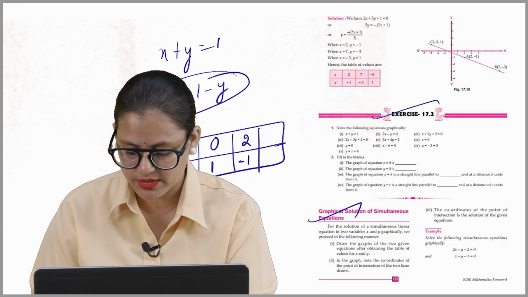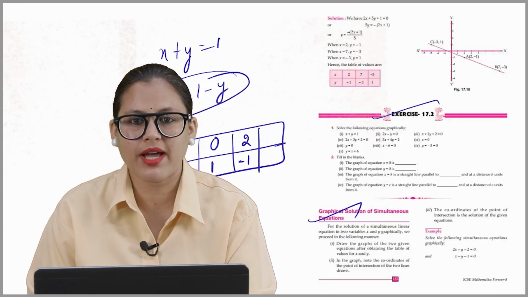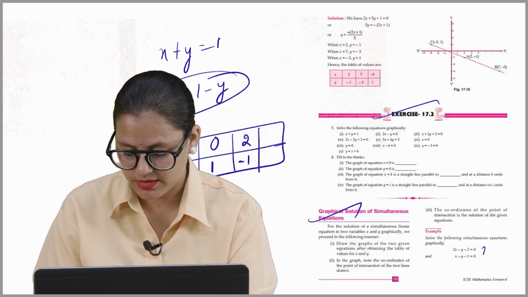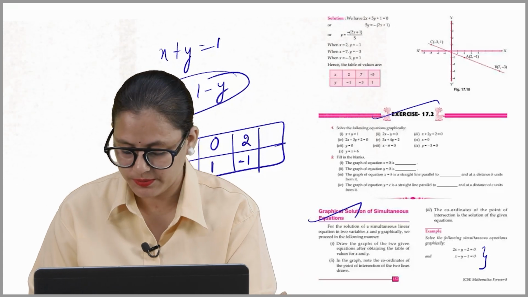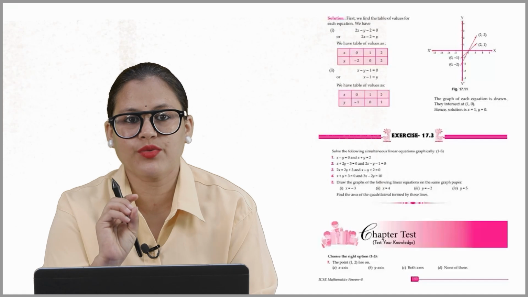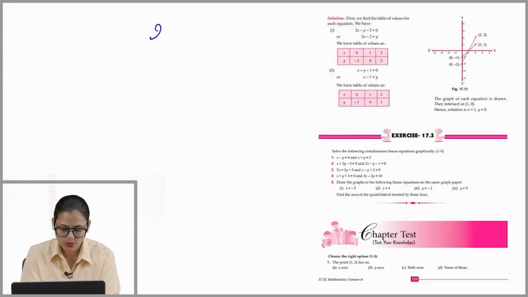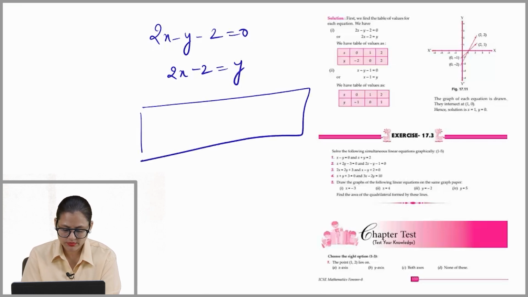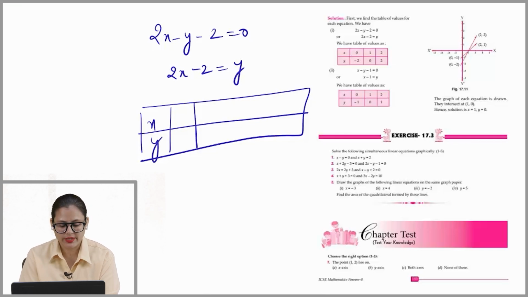Okay. Example: solve the following simultaneous equations graphically. Here we have been given this equation, 2x minus y minus 2 is equal to 0. Okay, here we have 2 equations. So what will you do? We will find the table of values for each equation. The first equation is 2x minus y minus 2 is equal to 0, or 2x minus 2 is equal to y. So here you will make a table of x and y. You will put the value of x and you will get the value of y.